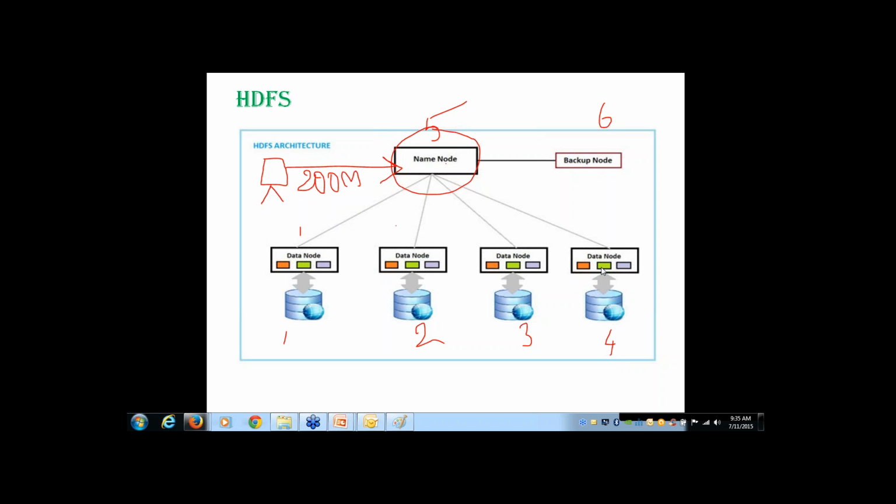And of course, as I said, there is something called replication. So each of the blocks will be stored at 3 different computers.